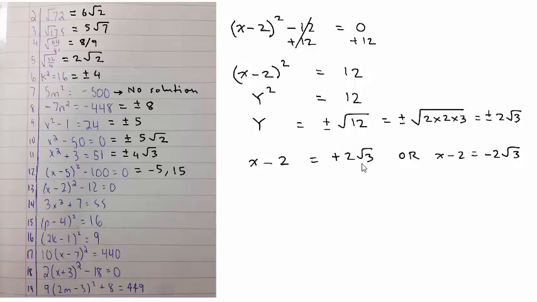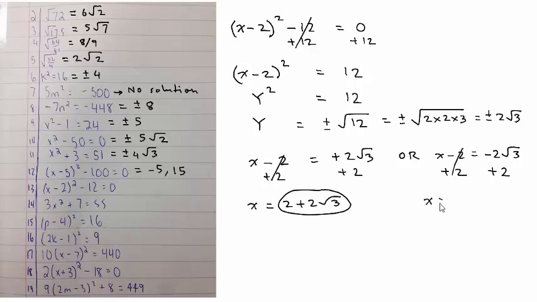Now if x minus 2 is this, then you add 2 to both sides. So this gives us x is equal to 2 plus 2 square root 3. This is one of our answers. Or if x minus 2 is this, you add 2 to both sides, you end up getting x is equal to 2 minus 2 square root 3. This is the other answer. So we have 2 plus 2 square root 3 or 2 minus 2 square root 3.